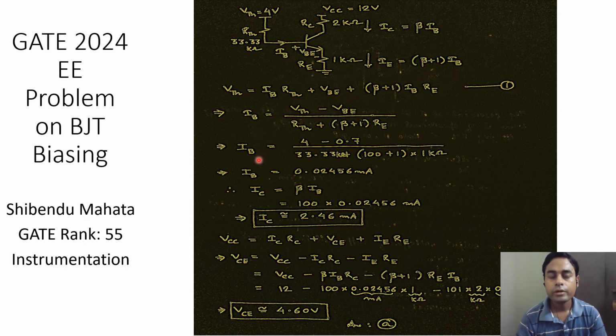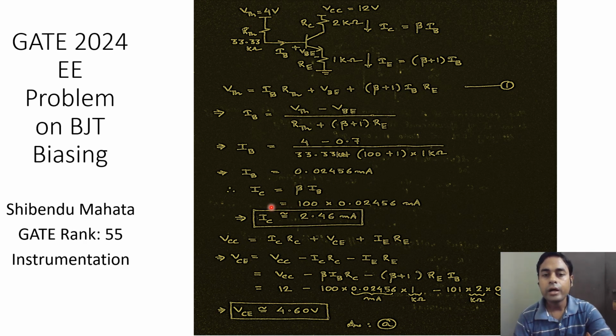So we go about plugging in the values. VTH is equal to 4 volts. VBE is mentioned in the question as 0.7. RTH we obtained as 33.33 kilo ohms. Beta is mentioned in the problem as 100, so 100 plus 1 multiplied by 1 kilo ohm. RE is given in the problem, RE is equal to 1 kilo ohm. And from here we obtain the value of IB. IB is equal to 0.02456 milliampere.